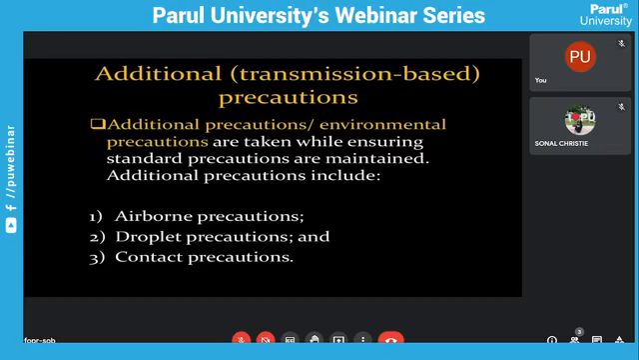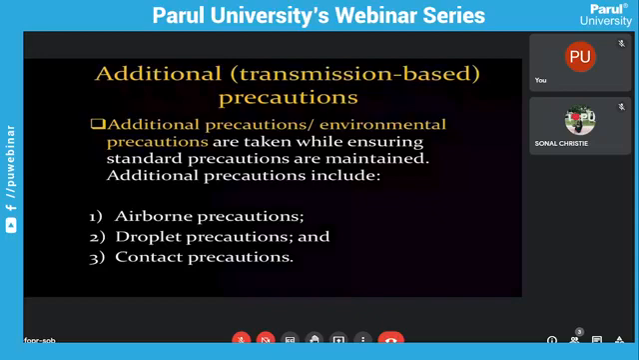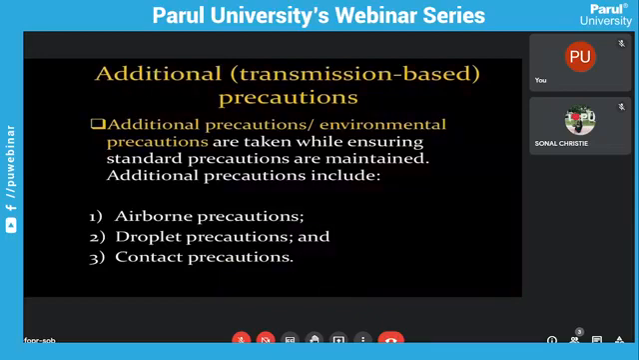Then how can we stop airborne infection? We have to educate people to wear a mask. We have to tell people to use a mask. By using a mask we can prevent infection. Then use a handkerchief or shoulder while coughing. Educate people regarding airborne precautions.